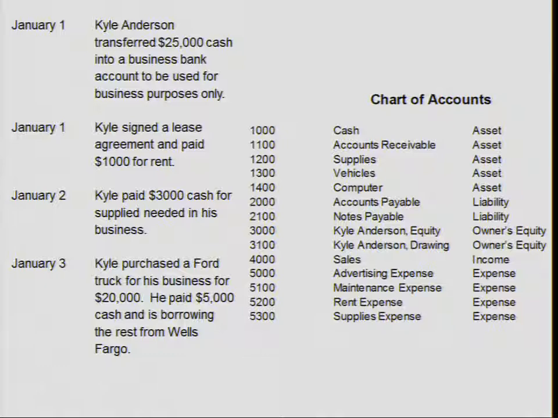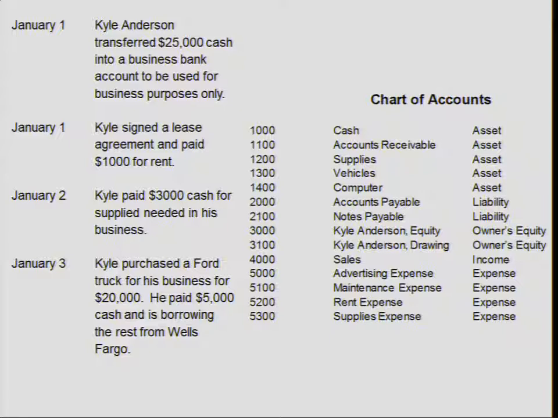You'll notice in the 3000s that we have 2 equity accounts. For this particular example, we're going to use Kyle Anderson. He is a sole proprietor. And we have an account called Kyle Anderson Equity. And we also have one called Kyle Anderson Drawing. We use this account, drawing, when we take money out of our business for personal use.